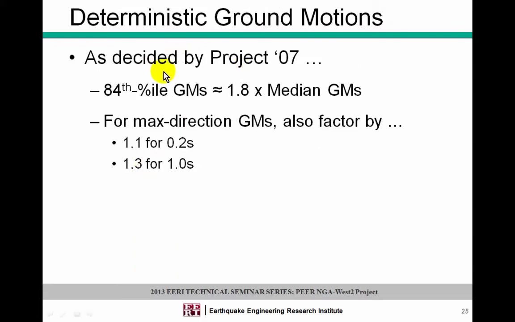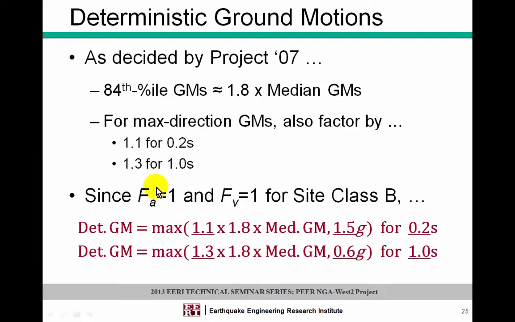And then Project 07 decided, okay, we got median ground motions from USGS. We're going to use a factor of 1.8 to get 84th percentile ground motions. 1.8 corresponds to a GMPE logarithmic standard deviation of about 0.6, which is reasonable. Then for the max direction conversion, again, we use the factors of 1.1 for 0.2 second and 1.3 for 1 second.